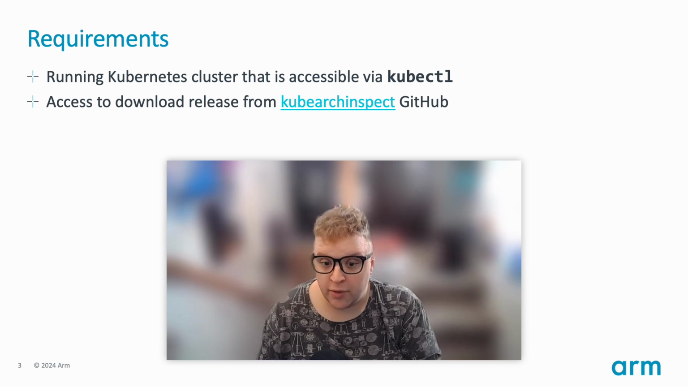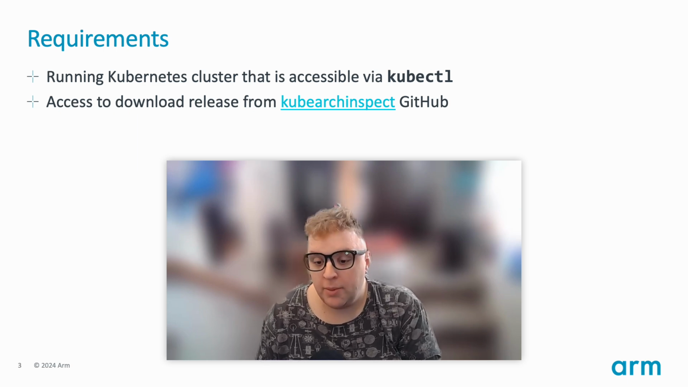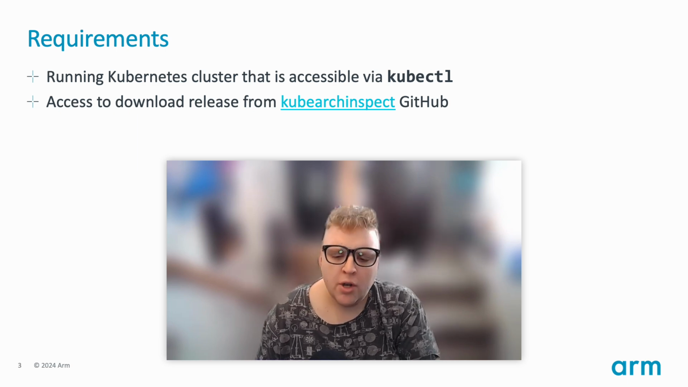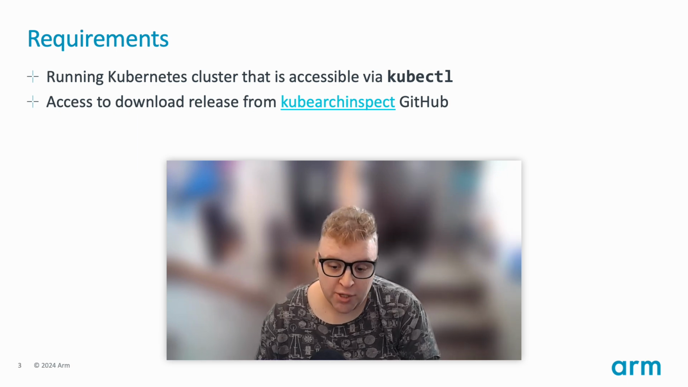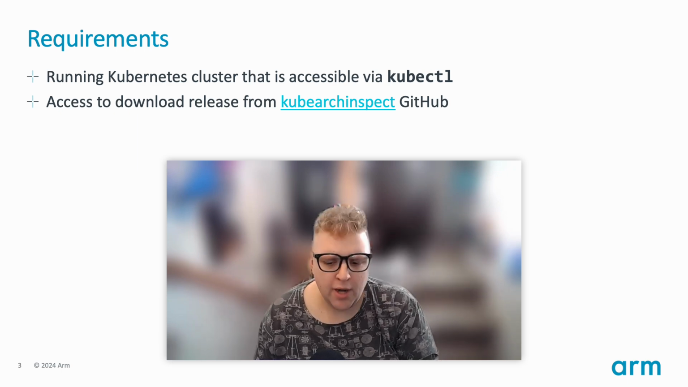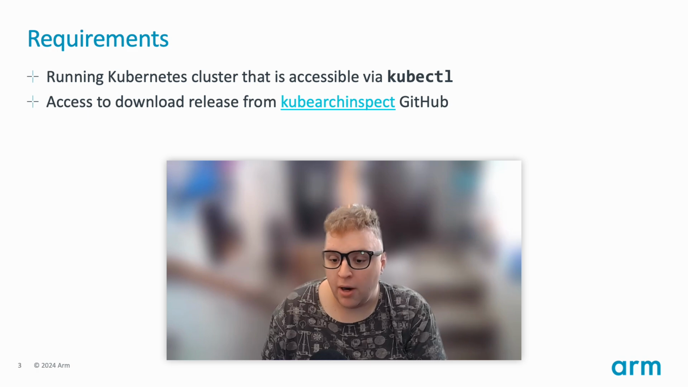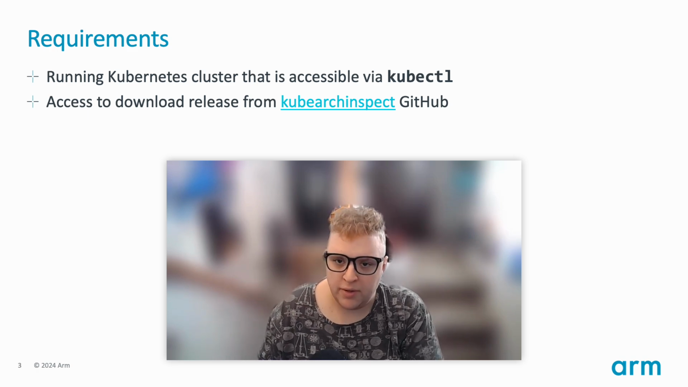To follow along with this tutorial, you're going to need an existing Kubernetes deployment that you can connect to via kubectl. That is going to be the cluster that we're going to check compatibility with, after all. And in that environment that you have kubectl access, we're going to need to download the KubeArchInspect project from GitHub. If you cannot connect directly to GitHub from that environment, you'll need to download those files and get them onto that environment by some other means in order to be able to run this utility.